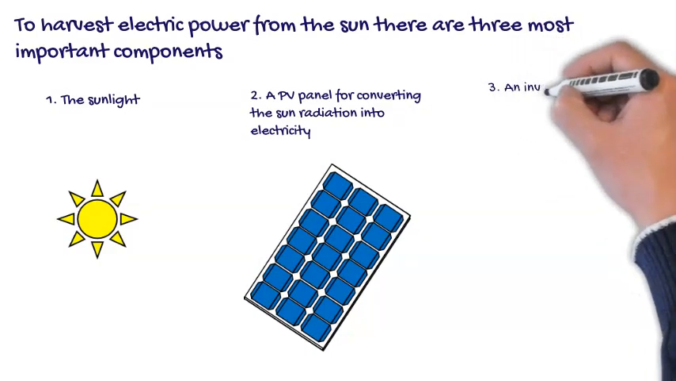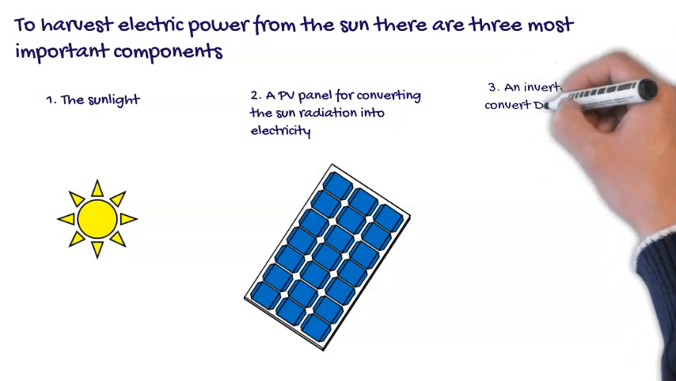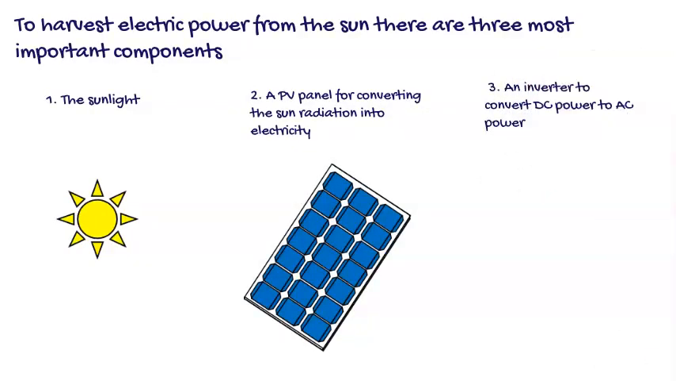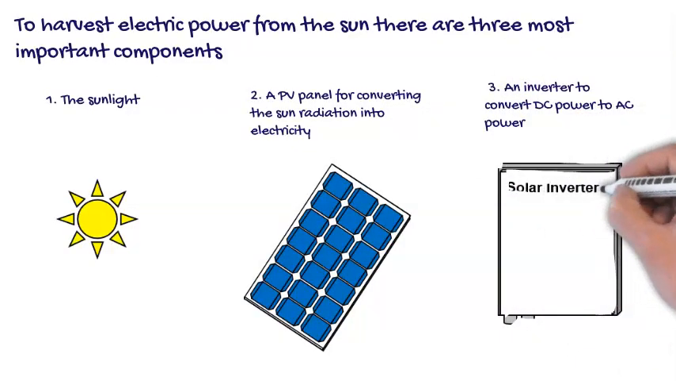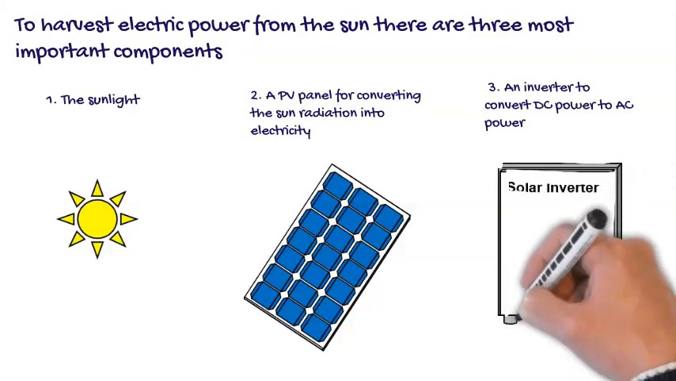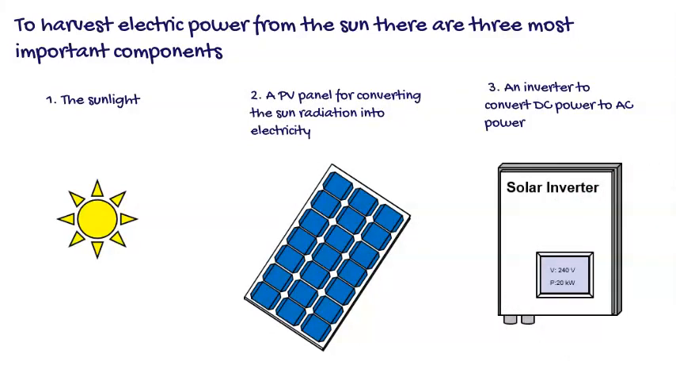3. We need an inverter to convert DC power to AC power. An inverter is a power electronic device that transforms the electricity from DC to usable AC. We will cover specifically how the inverter works in another video.